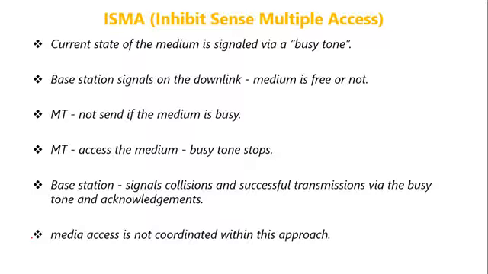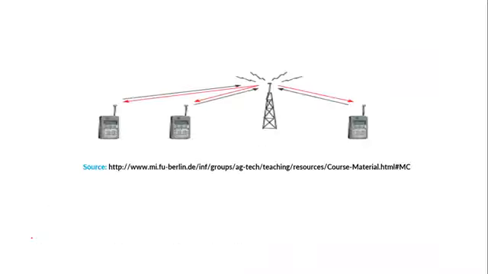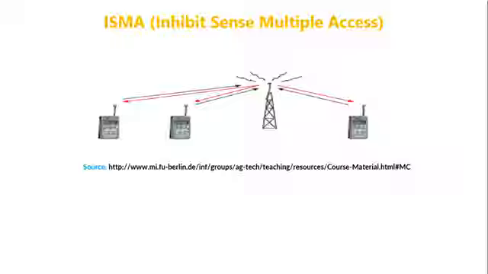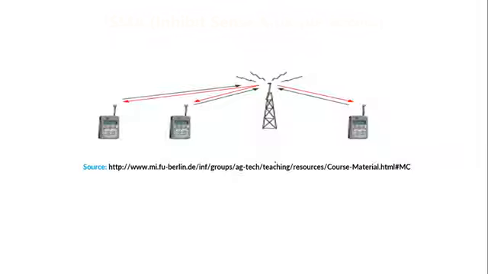And so media access is not basically coordinated within this approach. The only coordination is the busy tone or the idle tone. There is no other further coordination. This diagram basically explains how it works. The base station will send a signal which is either a busy tone or an idle tone. If it is a busy tone, the mobile station will not communicate. If it is an idle tone, then the mobile station can communicate.